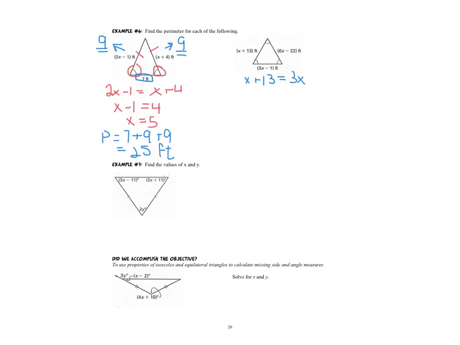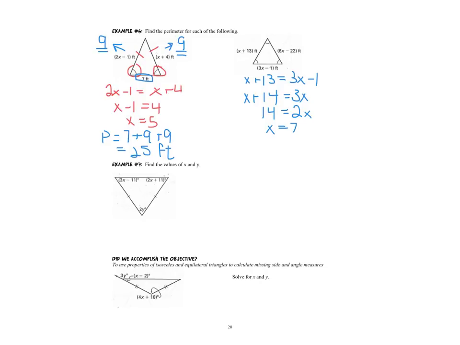So I chose these two because they have the smallest numbers for x. Add 1 to both sides. So x plus 14 is going to equal 3x. Subtract x from both sides. 14 is going to equal 2x. Divide by 2, we get x equals 7. But again, they wanted me to find the perimeter.